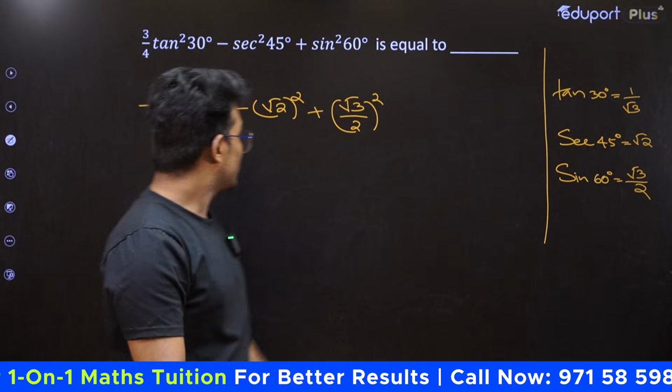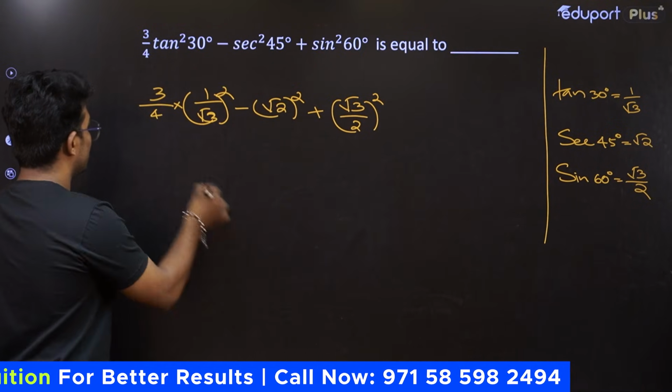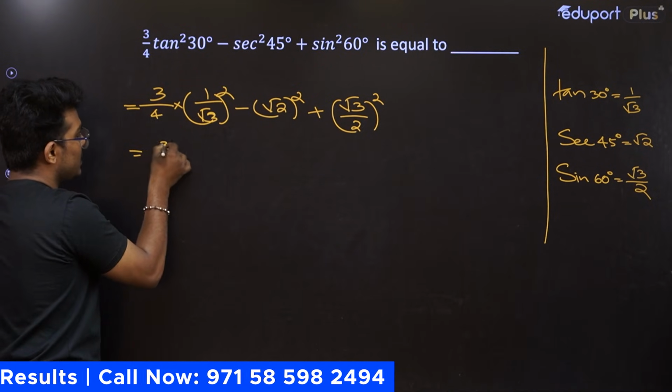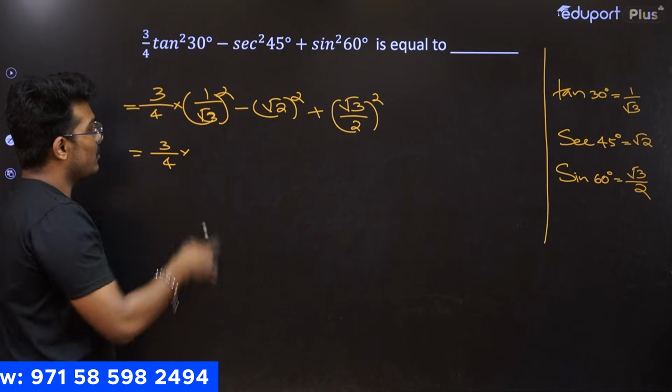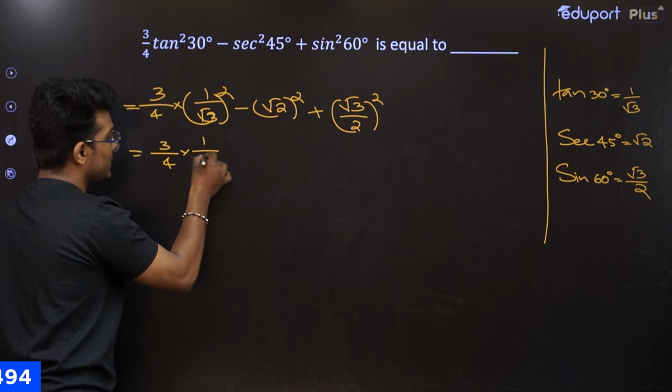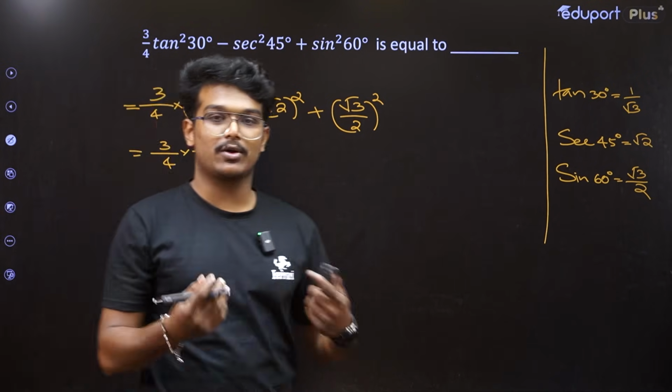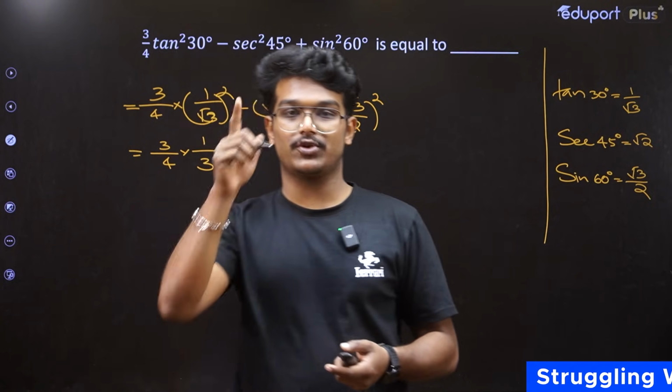Clear? Now again we are going to simplify this, which is equal to 3 by 4 into 1 by root 3 whole square is 1 by 3. Okay, square of 1 is 1 and root 3 square is 3.